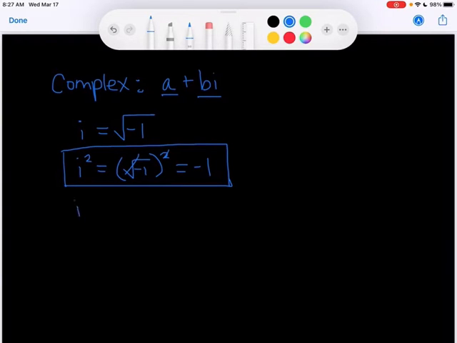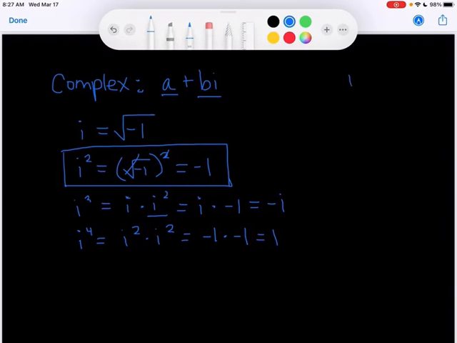We also need to know i cubed. If we get i cubed, that's equal to i times i squared. Well, we know that i squared equals -1, so this is really i times -1, or -i. So i cubed equals -i, and then i to the fourth would be equal to i squared times i squared, because when you multiply with exponents, you add those, which would equal i to the fourth. But i squared is -1, so this really means -1 times -1, which is +1.